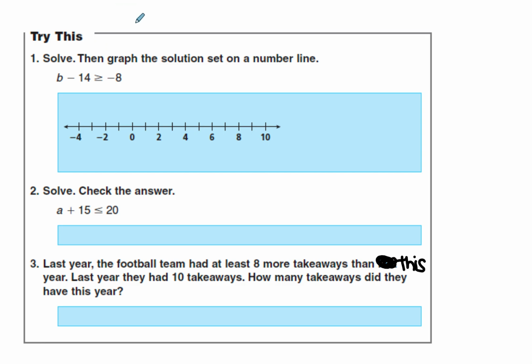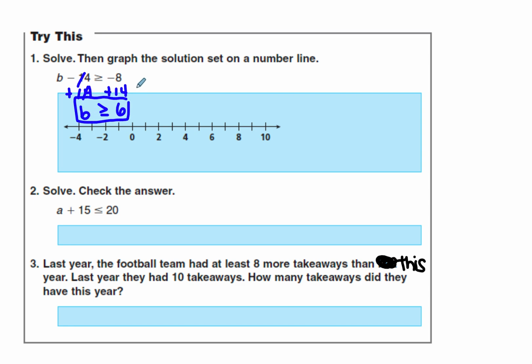Okay, let's check our answers. So for number 1, we have b minus 14 is greater than or equal to negative 8. So this is a minus 14. We're going to add 14. b is greater than or equal to, different signs, find the difference. 14 minus 8 would be 6. So I have b is greater than or equal to 6.